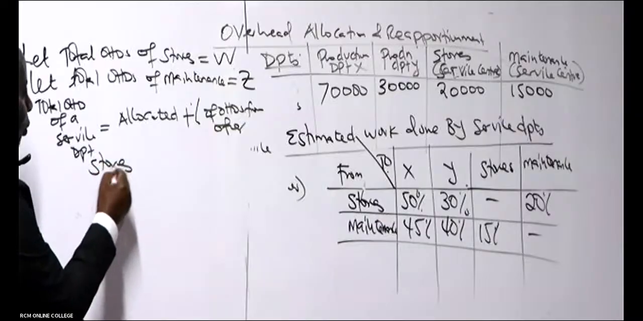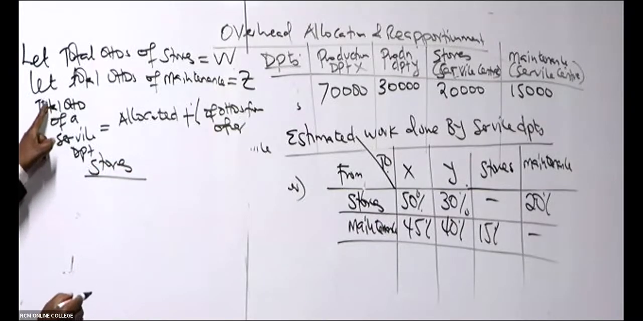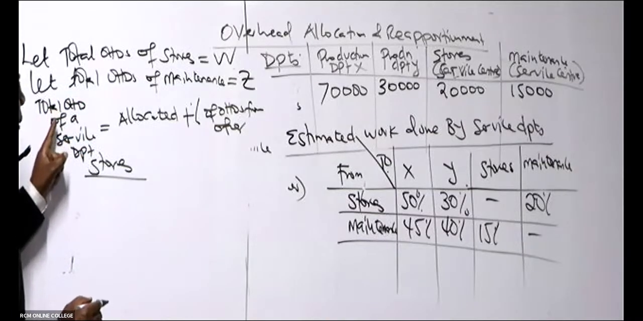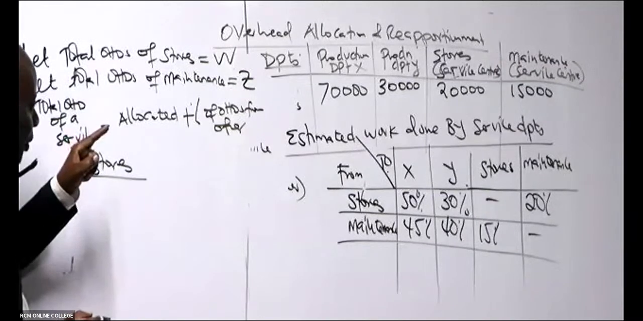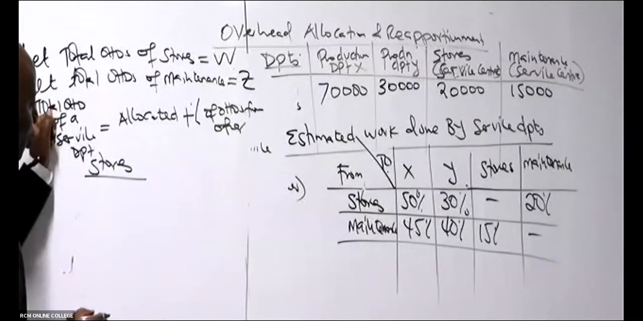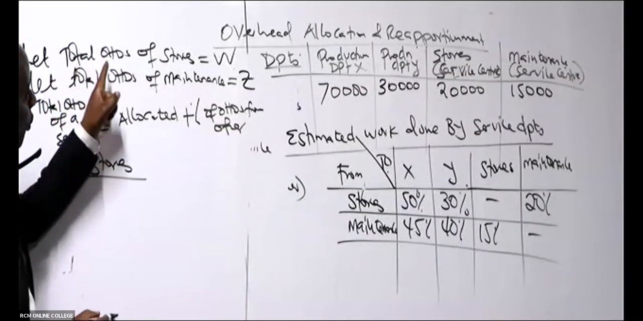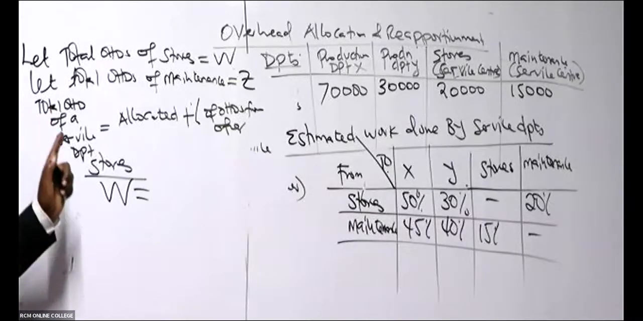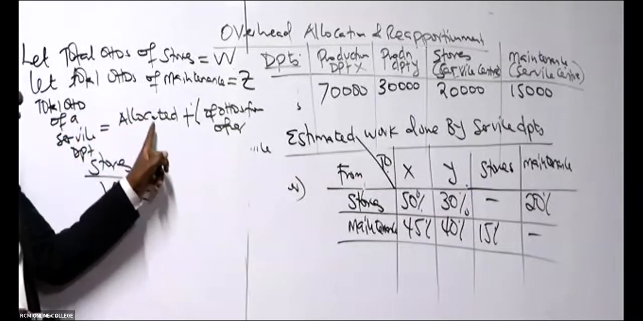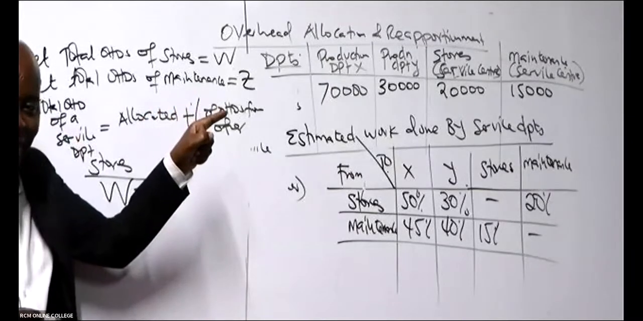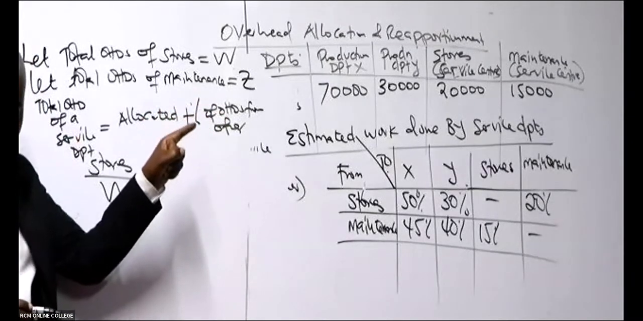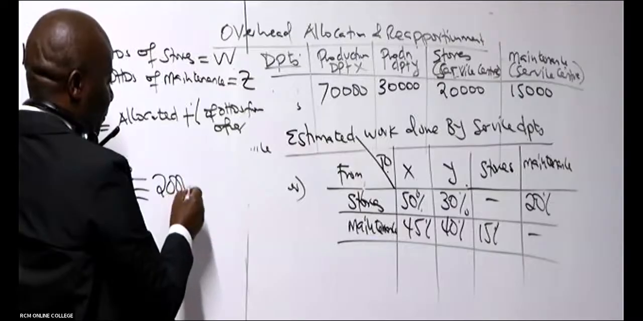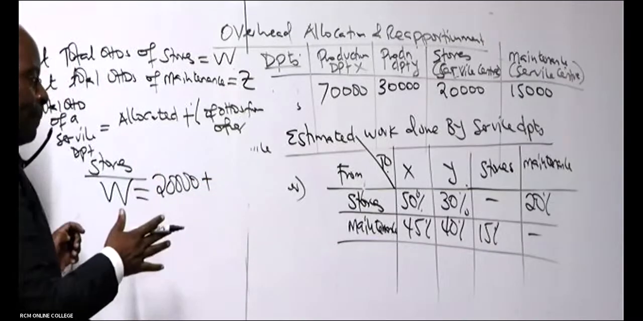So we'll start with stores. Let's create an equation for stores. What is the total overhead of our stores department? Is it 20,000? The total overhead of the stores department is W, which will be equal to the allocated. How much are we allocated to stores there, somebody? 20,000. The allocated is 20,000 because we wrote here allocated.